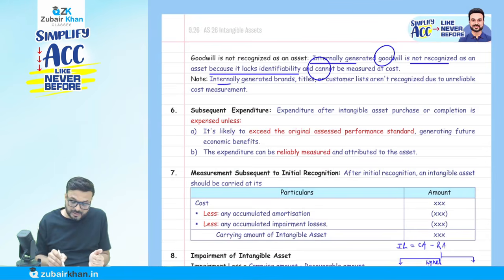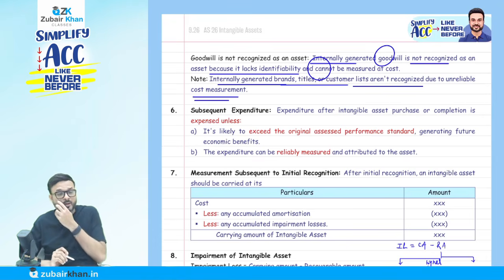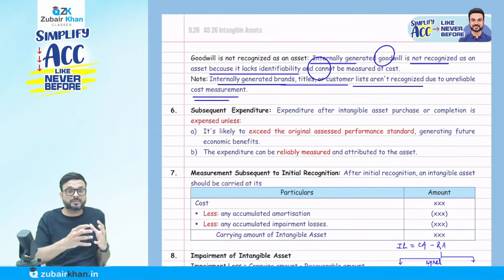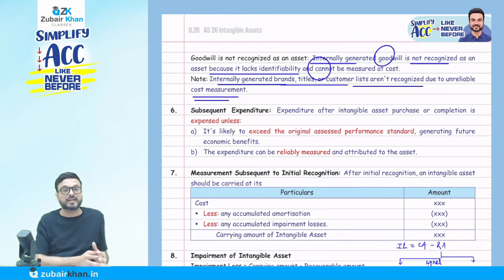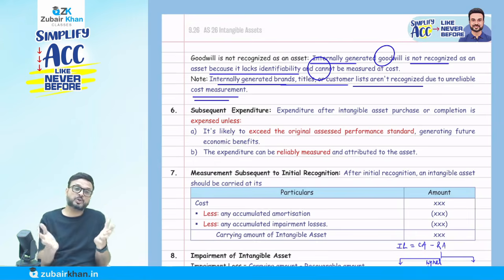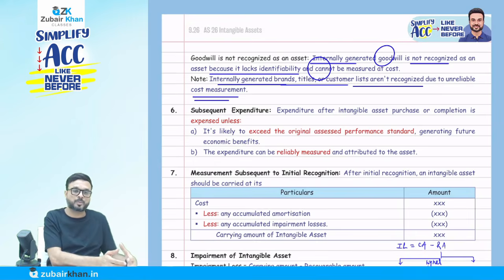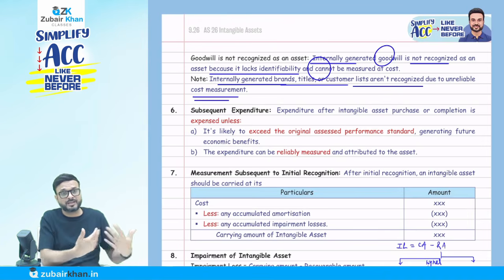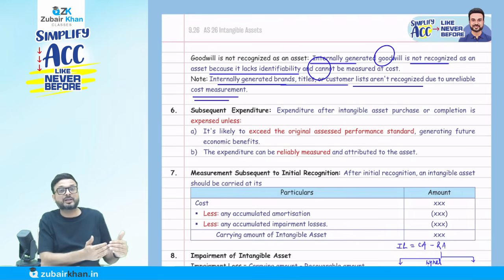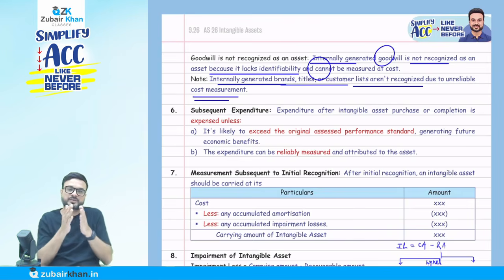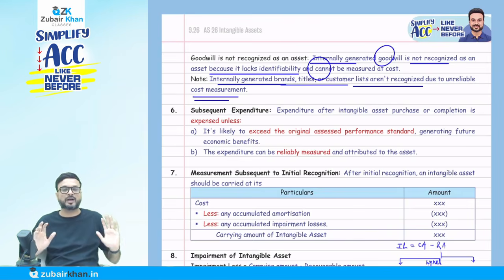Note that internally generated brands, titles or customer lists are not recognized due to unreliable cost. We cannot say what the value is. If you're paying something for brand goodwill, then we understand. But if we just do the valuation ourselves, different methods give different opinions, and we cannot measure that reliably. That's why AS 26 doesn't recognize it in the books of account.